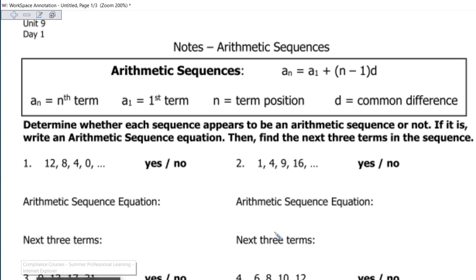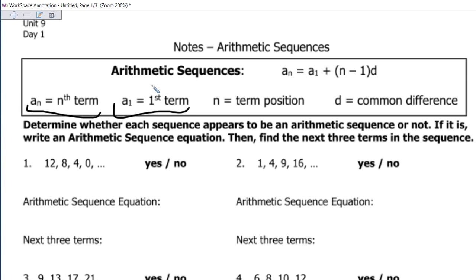a sub n equals a sub 1 plus n minus 1 d, where a sub n is the nth term, a sub 1 is the first term, n is the term position, and d is the common difference. And we'll go over what all of those mean in just a minute. So, let's go ahead and dive into this, and it'll help you understand what all these different words mean and what we're trying to figure out.